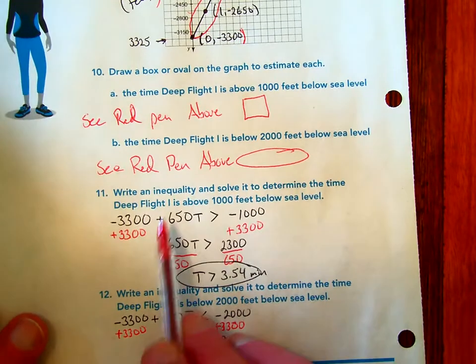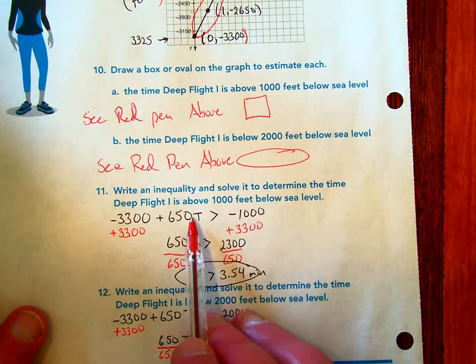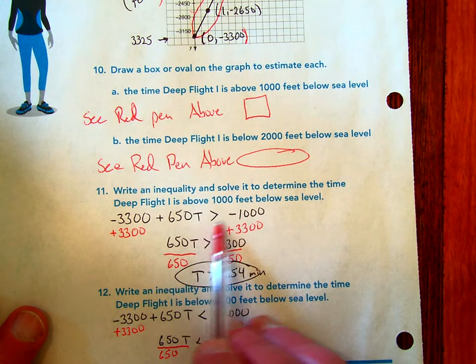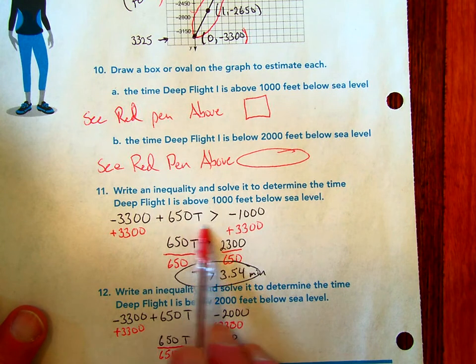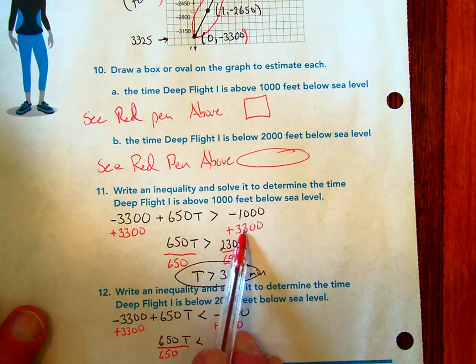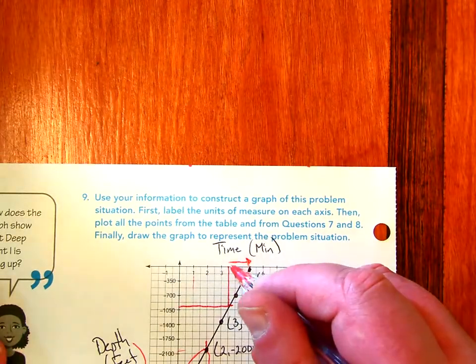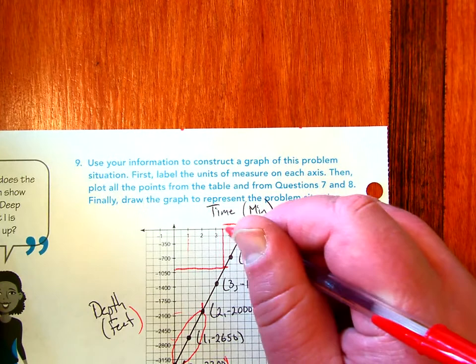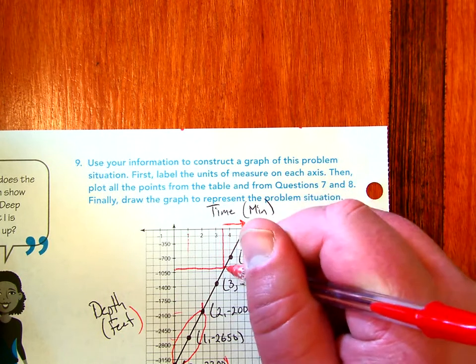Write an inequality and solve it to determine the time Deep Flight 1 is above 1,000 feet. So when this is above 1,000 feet, negative 3,300 plus the 650t is above 1,000 feet. I added 3,300 to both sides. I divided both sides by 650, and time is greater than 3.54 minutes. So a little bigger than a half. So it's not perfectly 3.5, but at 3.54 minutes, we're above 1,000 feet.